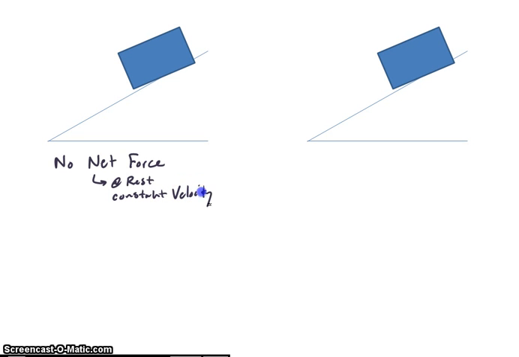Now, when I draw my free body diagram, okay, we're looking at an arrow that represents the weight of the box, and we're looking at an arrow that represents a force normal, and an arrow that represents our frictional force.